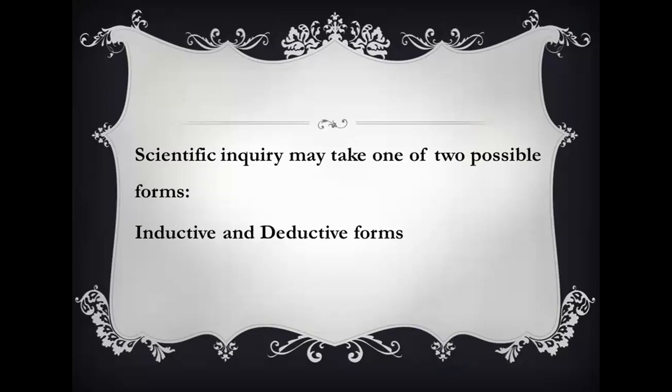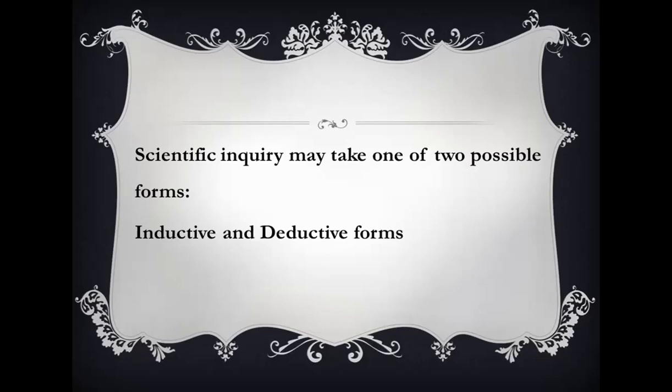What we do in inductive is that we go from observations to generalizations. We collect data, analyze, and arrive at certain inferences, and these inferences are taken to form certain theoretical generalizations. That is what we normally do in the inductive method.